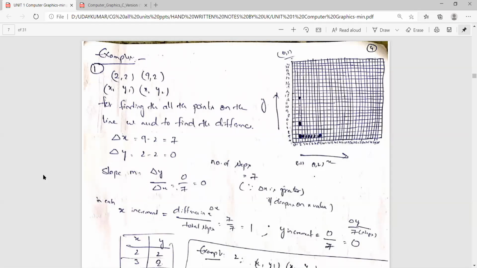Now we have to calculate the x and y pixels in between the starting and ending points, in between 2 comma 2 and 9 comma 2. Each and every time from the starting point, the x value is going to increment and the y value is going to increment, and we get one coordinate we are going to plot. Again, x is incremented, y is incremented, and we plot a pixel point, up to 7 points.